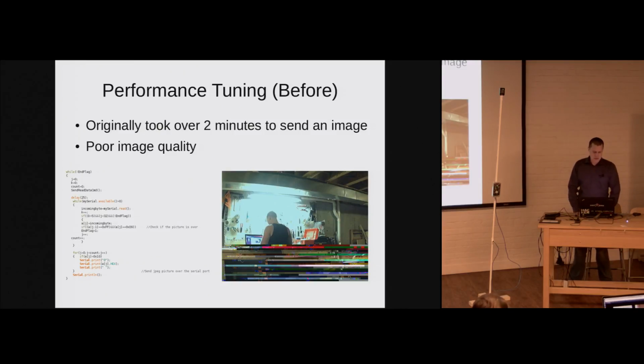Performance tuning was another thing I looked at. Originally, the time it took to actually capture an image, to the time it was received by the Elixir app and written to disk, it was taking over 2 minutes, which was just kind of too long. And I saw a lot of poor image quality. You can see the bottom third of this image, it's kind of chopped off.